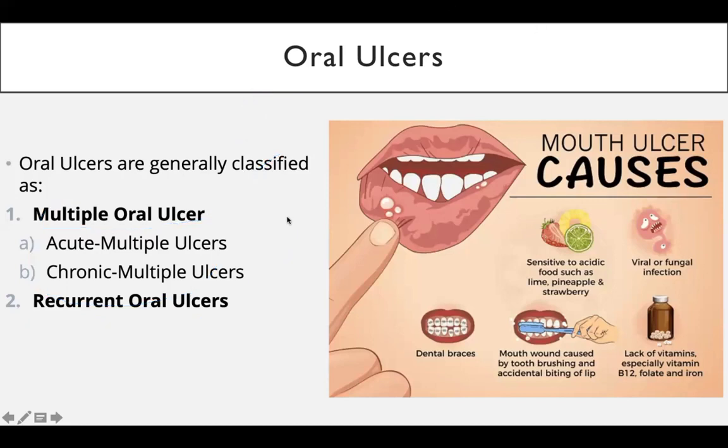And then multiple is further divided into acute multiple and chronic multiple, depending on the onset of the ulcers.